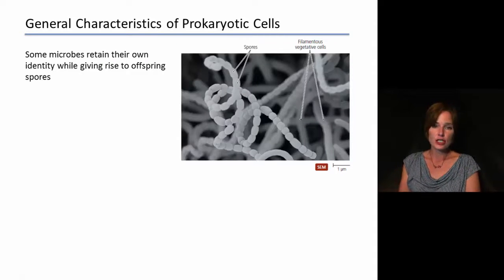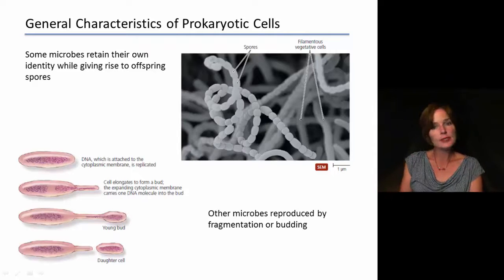Other types of division, first of all, we have some microbes that actually retain their own identity while they give rise to offspring. So rather than have one cell that basically goes away when we produce the new cells from it, which is what we get with binary fission, you have one cell that stays there, and it is kind of the parent, and it kind of gives rise to these new spores. That's what we see in this image right here. That's really similar to what we have when we're talking about fungi.